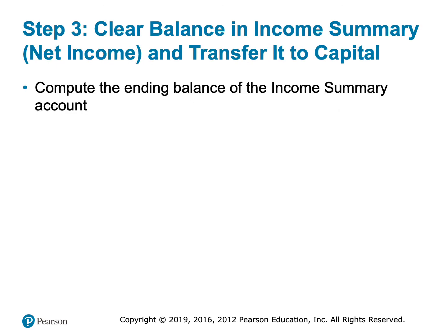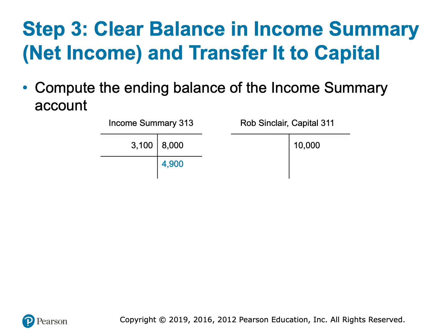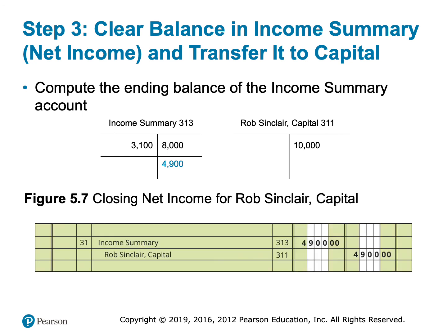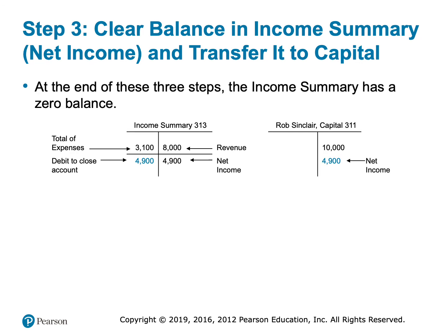So now I need to close income summary. If you remember from our previous slide, income summary has a credit balance of $4,900. So to zero out income summary, I would want to debit income summary, and I will then credit capital. Now remember, capital has a normal credit balance. So when I credit capital, I'm actually increasing the capital account, which is what net income should do, right? It should increase the capital account.